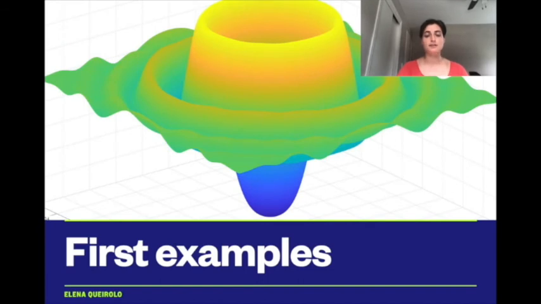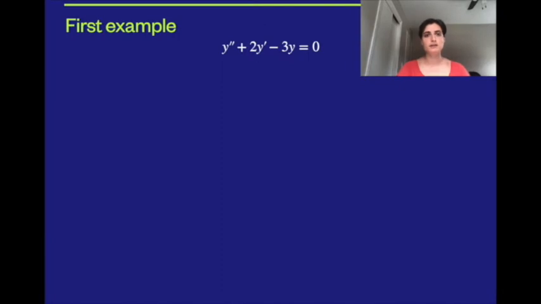Let's look at some examples of this happening. Let's take this second order ODE in y. It's linear, it's homogeneous. We can apply what we have just learned. So we're going to construct the characteristic polynomial. So you see that the structure is exactly the same.